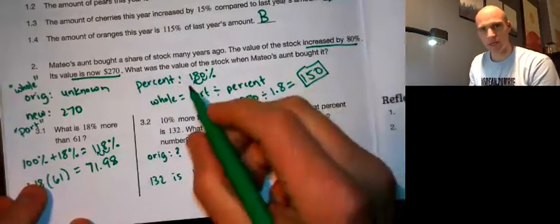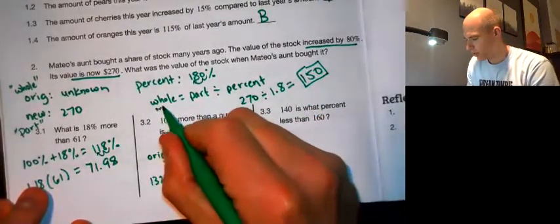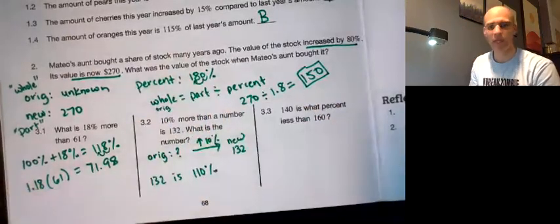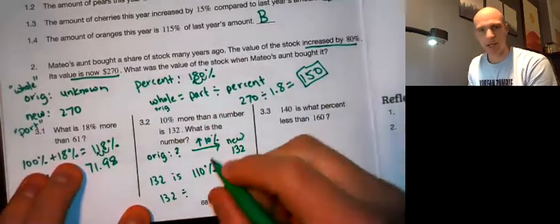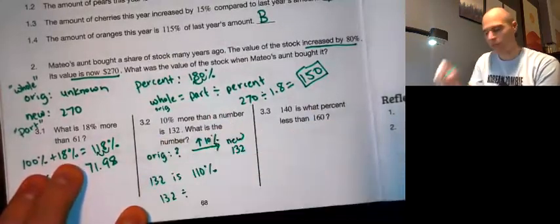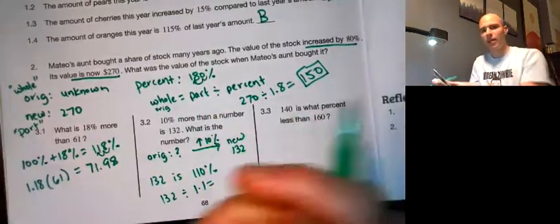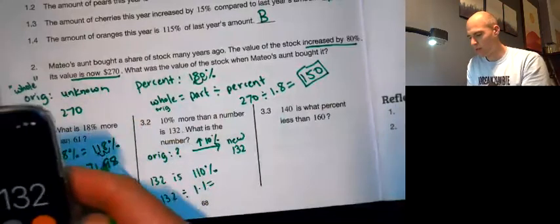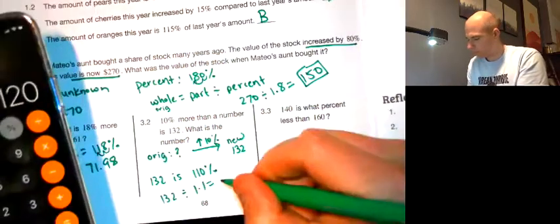And now I'm going to use the same formula I used up here. It's still on screen, good. So if I'm trying to get back to my whole or original number, that's going to equal the part or the new number divided by the percent. And so I'm going to do 132 divided by, not 110, right? Move that decimal point over 2 spaces and divide by 1.1. Let's see what that gets us. 132 divided by 1.1 gets us 120.